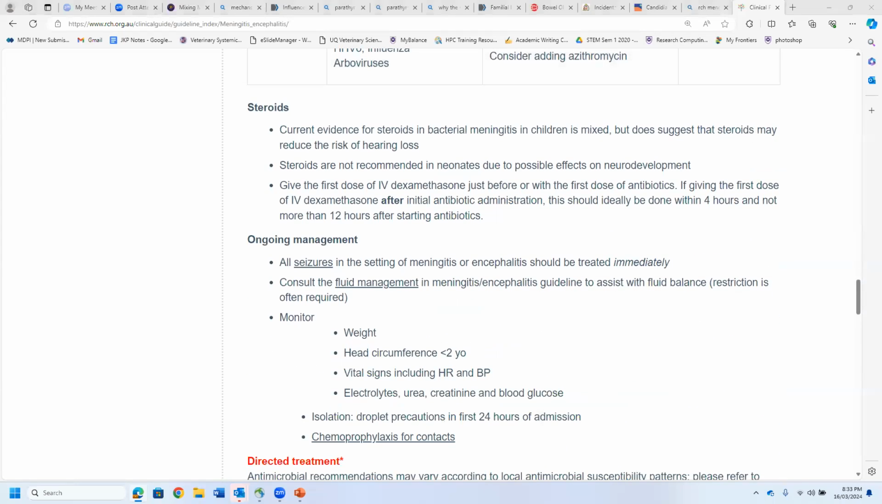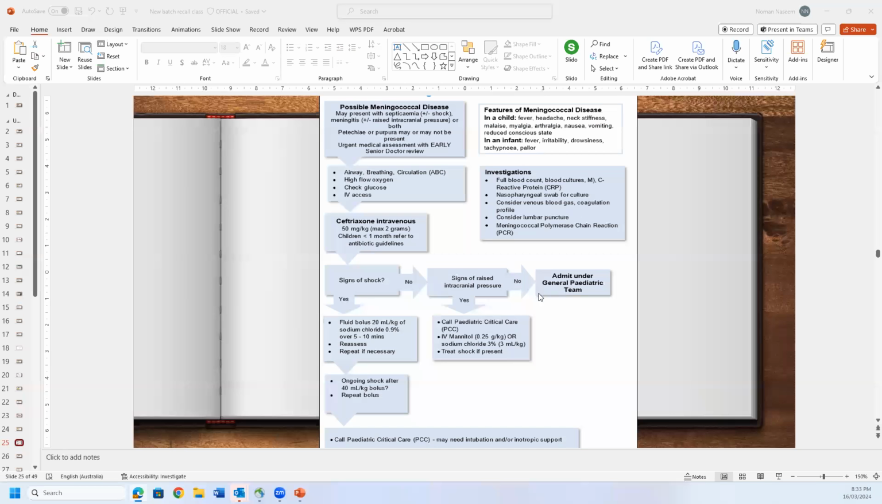So again, look at this one. Without excluding high ICP, can we do the LP? Yes, you can do it. Don't wait for a CT scan, because a normal head CT scan does not exclude raised ICP. So what they recommend is that you don't wait for a CT scan. As soon as you start the patient on antibiotics, do the LP as well.